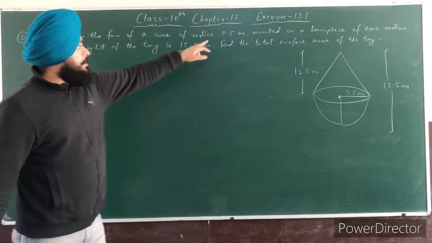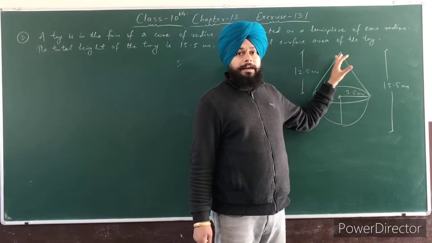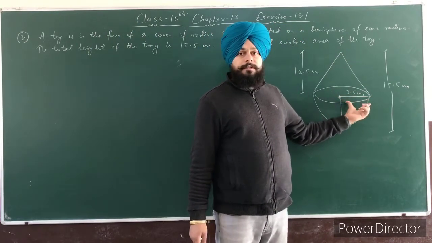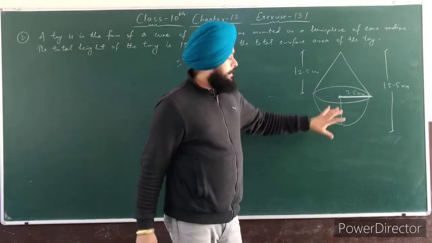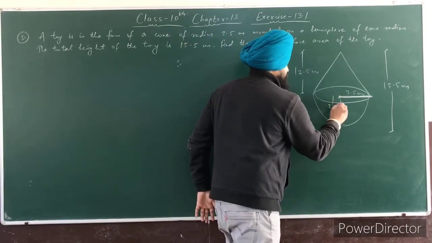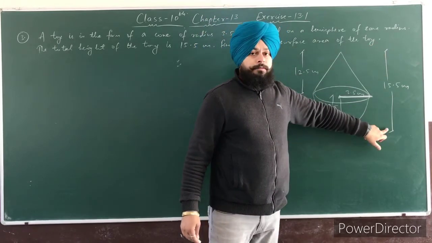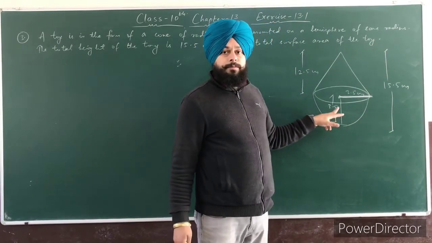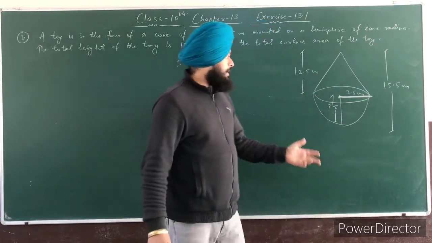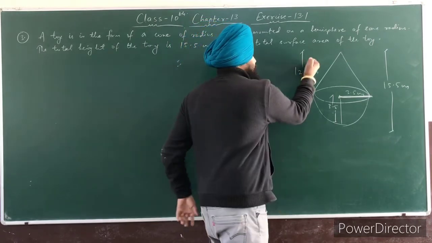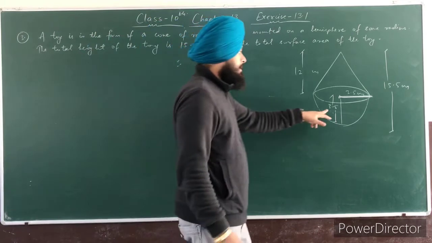And the radius is 3.5. It means the radius of the cone and the hemispherical portion should be the same, that is 3.5. So if the radius of this hemispherical portion is 3.5 and its height is also the same, the remaining height of this cone is 15.5 minus 3.5. We have to subtract this 3.5 from the total height of the toy, 15.5. So it is only 12 centimeter.